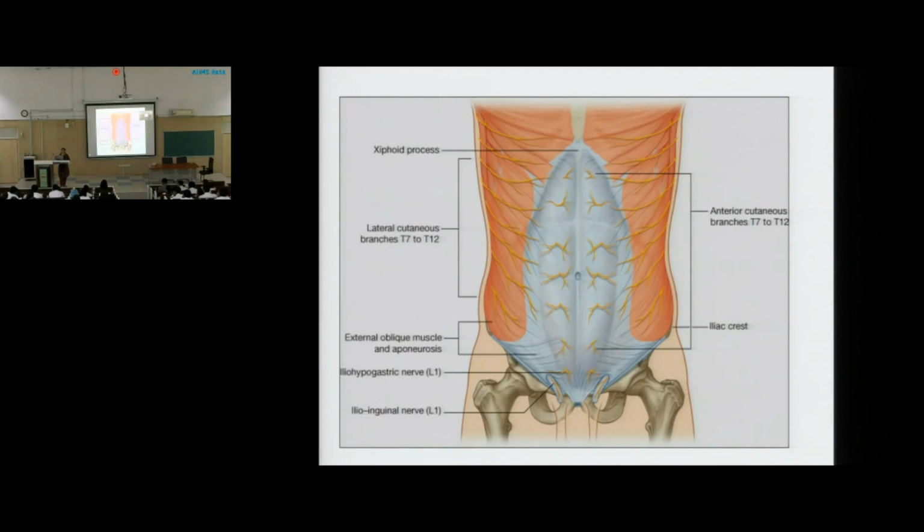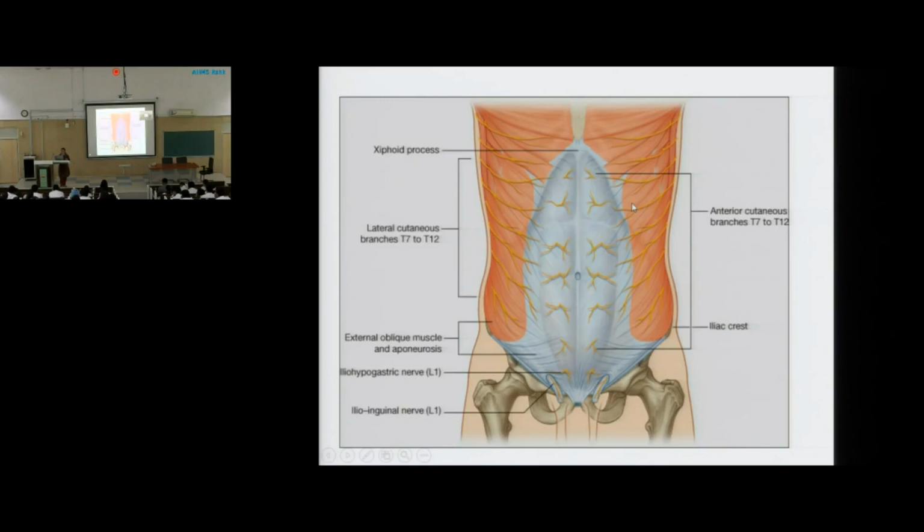Iliohypogastric and ilioinguinal nerve, they are going to supply this area, cutaneous innervation to this area. This is the iliohypogastric and this is the ilioinguinal. The ilioinguinal nerve is going to come in the perineum by passing through the inguinal canal. We will discuss. It is going to come out through the superficial inguinal ring in this area.